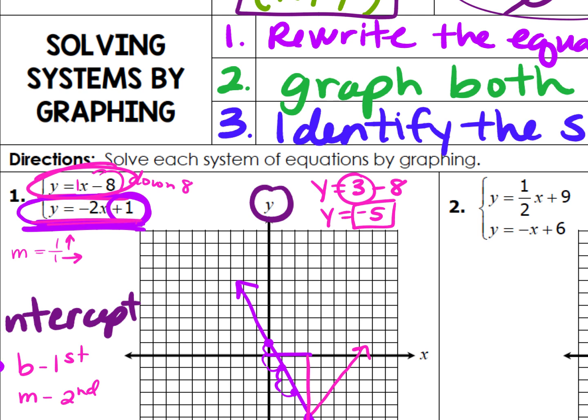So if you do it here, y equals negative 2 times 3 plus 1. That's negative 6 plus 1 is negative 5. So it worked for both of them. That's how you know you got the right solution. Do I need you to check your solution every single time? No. But if you're like, I don't know if I did it right, this is what you should do. If you think you did something wrong, or it doesn't seem to be matching up, plug your number in and see if you get 3, negative 5 as your answer. Okay? Questions on that? Okay.